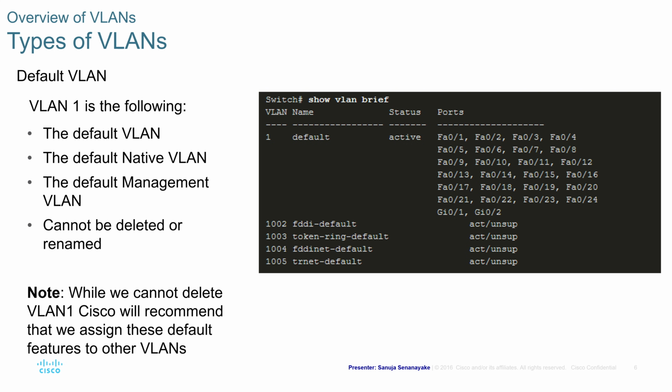Please note, while we cannot delete VLAN 1 on Cisco, we recommend that you assign these default features to other VLANs. What that basically means is, even though Cisco devices come with VLAN 1 already built in and enabled, VLAN 1 will have the default VLAN, native VLAN, and management VLAN attached to it. However, Cisco and most security professionals recommend that you assign those roles to other VLANs such as VLAN 99 or a random VLAN like VLAN 50.